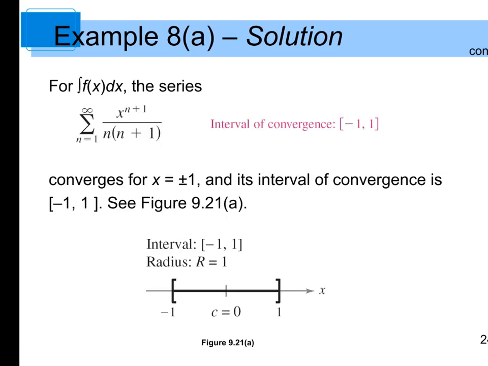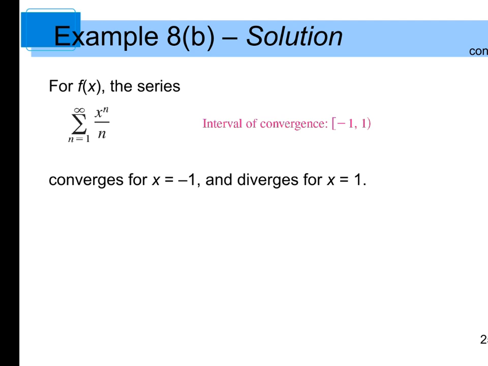You have the following. The solution for the integral of f of x dx: the series converges for x equal to positive and negative 1, and its interval of convergence is negative 1 to 1. See figure 9.21a. So we get the interval from negative 1 to 1 and the radius is equal to 1.